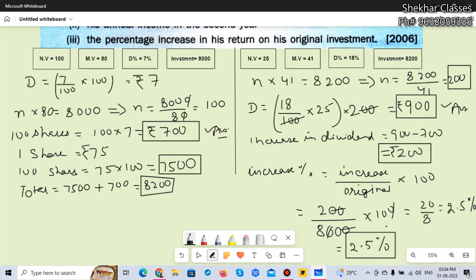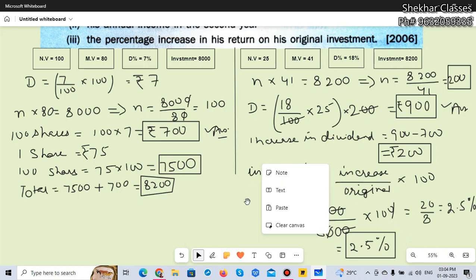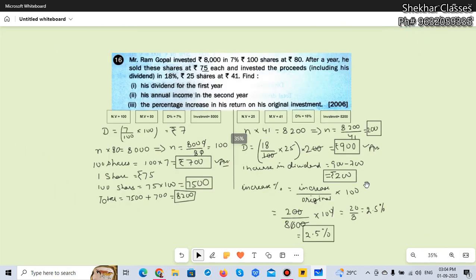Okay, so what is the increase percent here? Remember what we have to find in it: first year dividend 700, second year dividend 900, and increased by how much? 200 divided by 8,000, and to give you the fraction, multiply by 100 will give you the percentage. So these are the answers that we have in it. So this is the third answer in it.